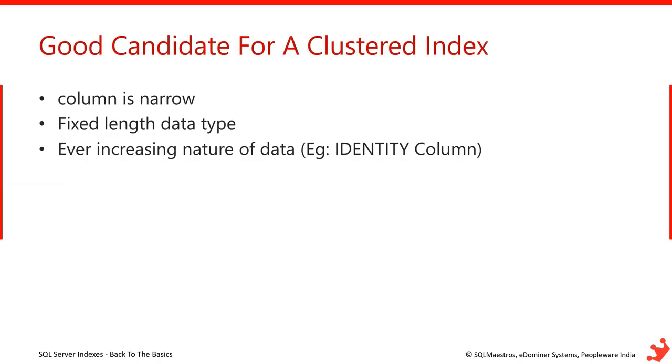So I hope selecting a good candidate for a cluster index is clear. The column should be narrow, and if it is a fixed length data type, that is good. Fixed length data type and narrow also, so both should be combined together. It's not that char 2000 is not a fixed length data type, obviously it is, but it is not narrow. It is very wide. So we should find this combination. It should be narrow in nature, it should be a fixed length data type, and the data that is going into the table should be ever increasing in nature, so that last page contention.